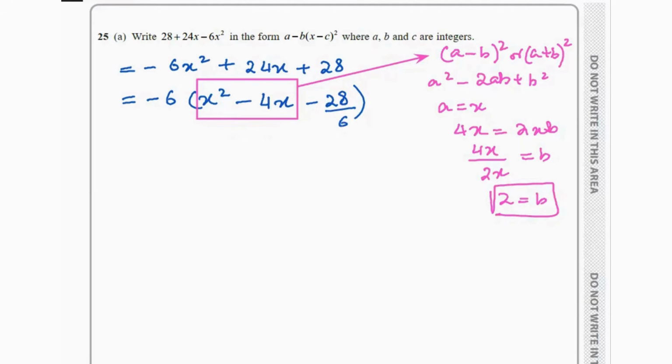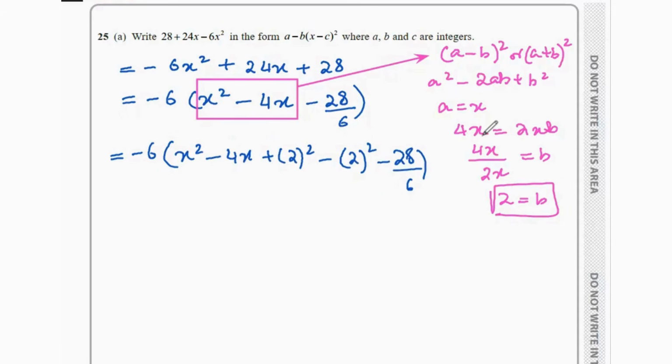So our b value is 2, which means over here, we're going to do negative 6 bracket x squared minus 4x plus 2 squared, the b squared value, but minus 2 squared as well, because b squared is the new value that we're introducing in this equation. So if we're adding something, we're supposed to subtract the same thing as well. So since we're adding 2 squared, we subtract 2 squared as well.